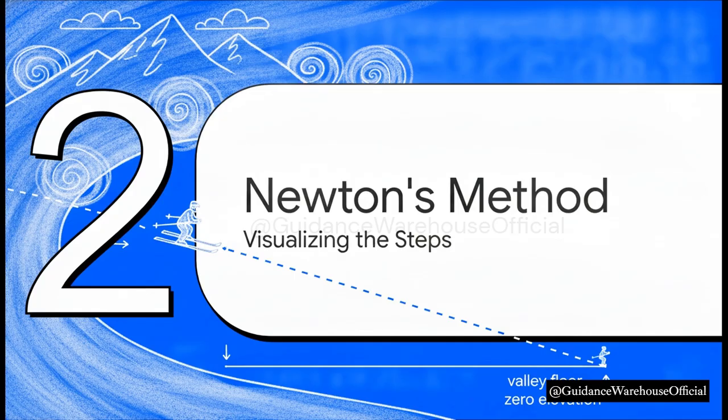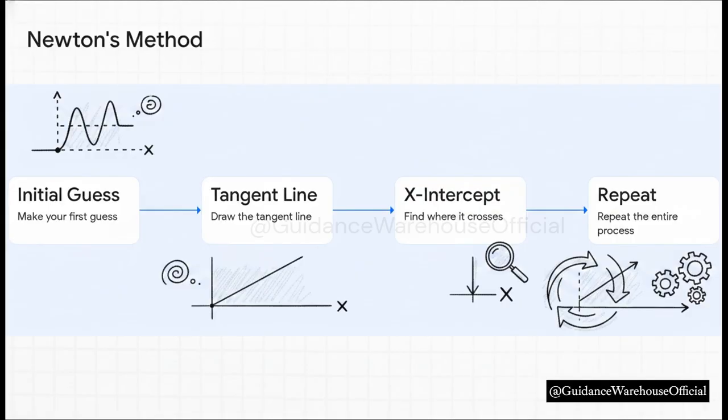Well, you'd feel the slope of the ground directly under your skis. You'd point those skis straight down the steepest part of the slope. Mathematically, that's your tangent line, and you slide down. When that straight path hits the perceived level of the valley floor, you stop, reassess your new slope, and do it all over again. Let's actually break down those 4 visual steps.